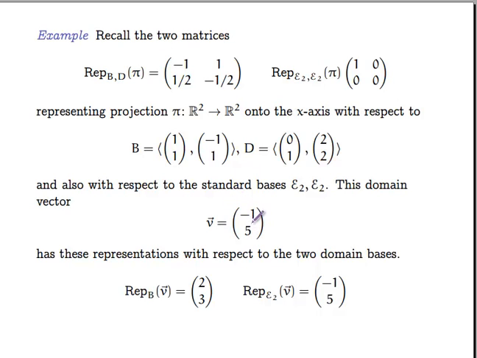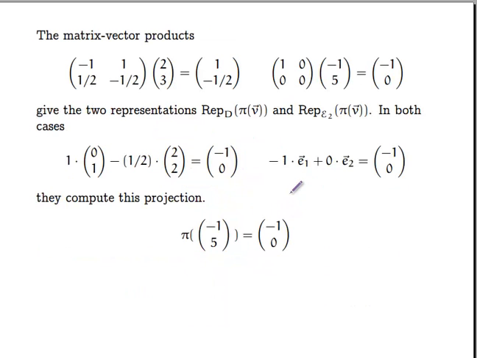So if we represent this vector v, (-1, 5), according to this basis, you can work out that you obtain this representation. And the representation of v relative to the standard basis is just itself. If you work out the matrix vector products, you get this result and this result. And this was exactly what we found.